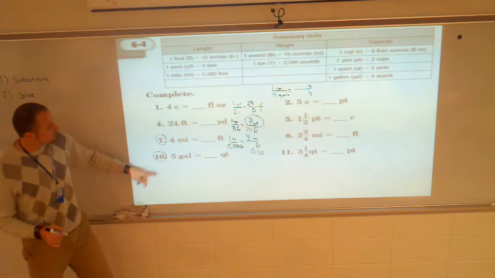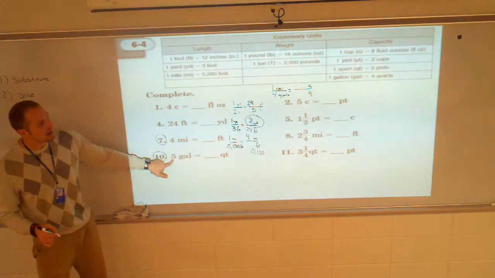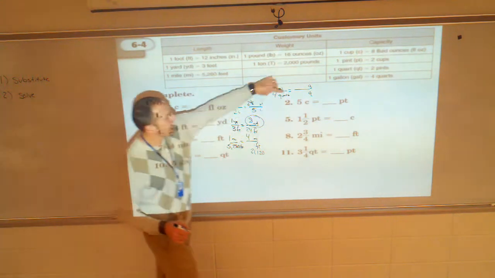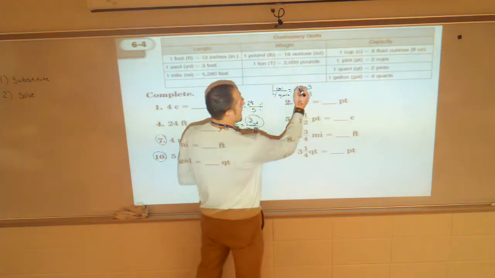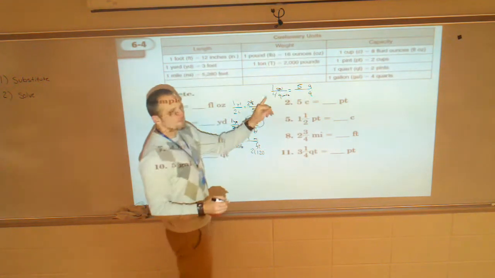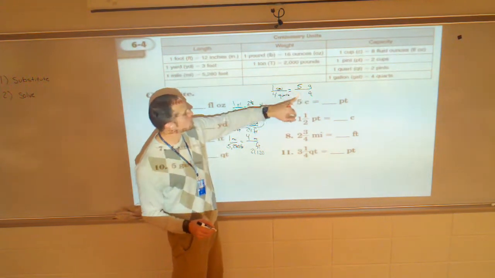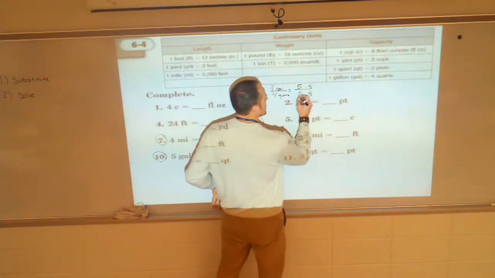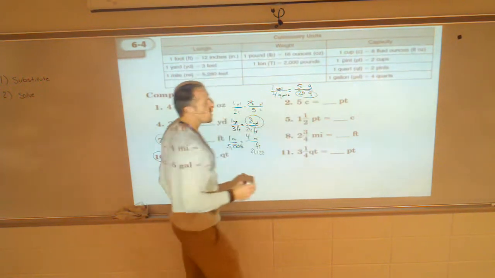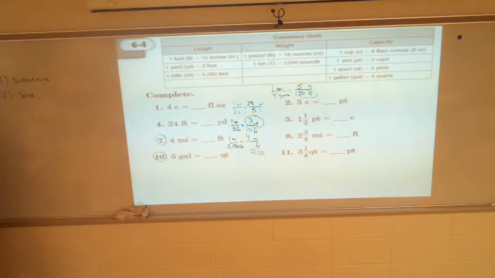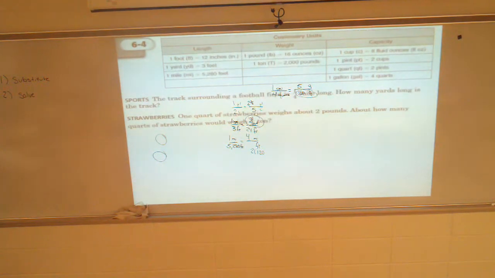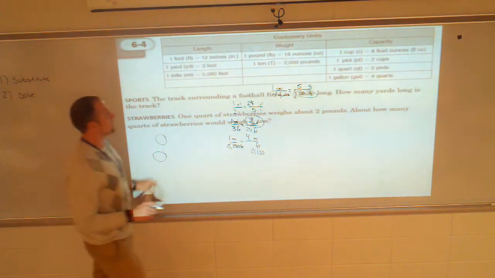Now, if you do that, we should be able to see where the 5 gallons goes. It's 5 gallons, so I'm going to put it with the gallons. 4 times 5 is 20, divided by 1 is 20 quarts. 5 gallons is 20 quarts. All right, last one that I want to show you.